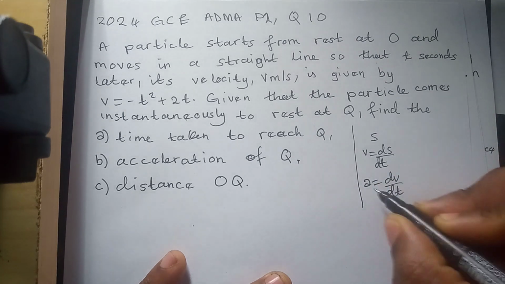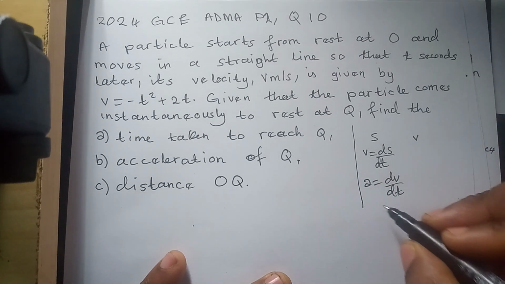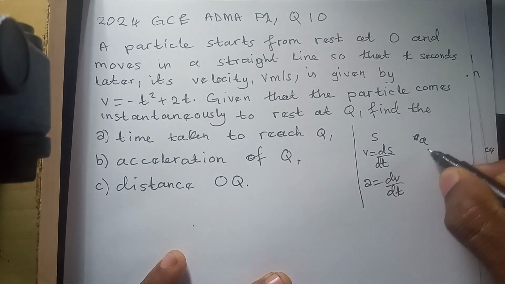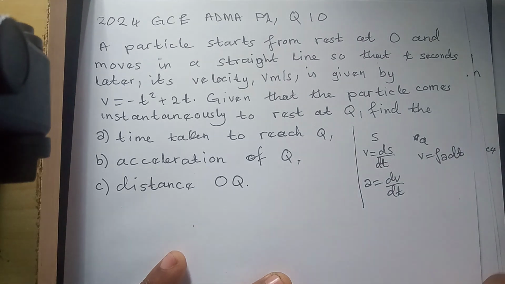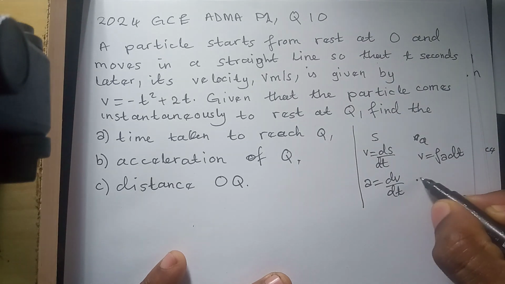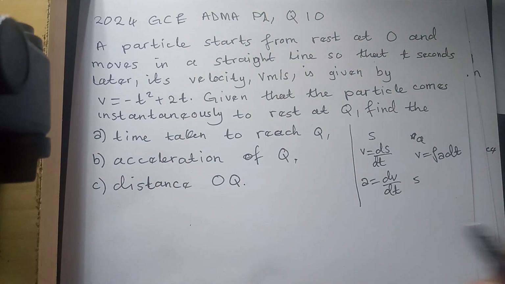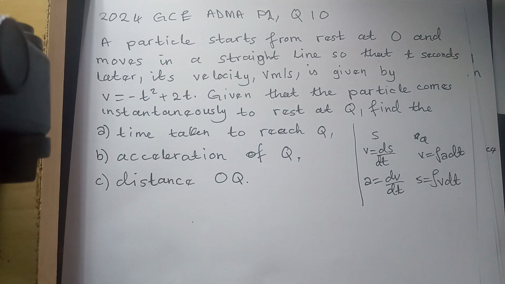So let's start with acceleration. If you want to find velocity from this, you just integrate it. So you can say velocity is equal to the integral of acceleration with respect to t. And then distance, usually denoted by s because this is a displacement, you can just integrate velocity with respect to t, and that's all you need to know.